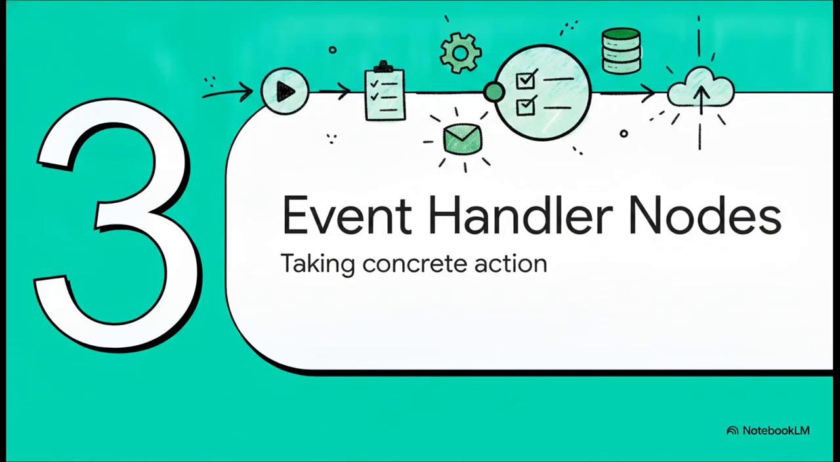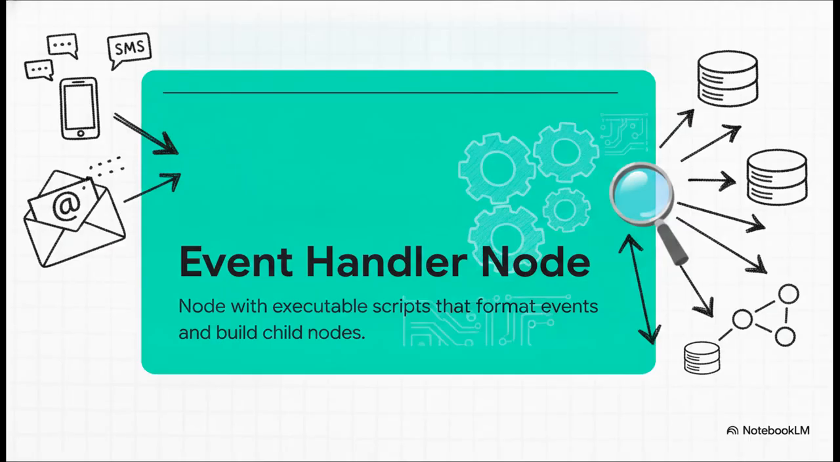Section 3, Event Handler Nodes. Okay, so once all that routing is done, the event arrives here. This is where the system really rolls up its sleeves and gets to work. Now here's the absolutely crucial takeaway. These event handler nodes aren't just holding data like your traditional old-school database row. They are alive. They're active. They contain executable script modules that use an interpreter to process the raw data from an SMS or an email, format it, and literally construct brand new pieces of the database on the fly.